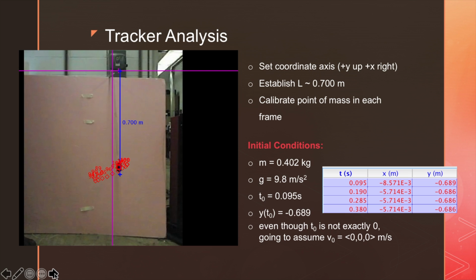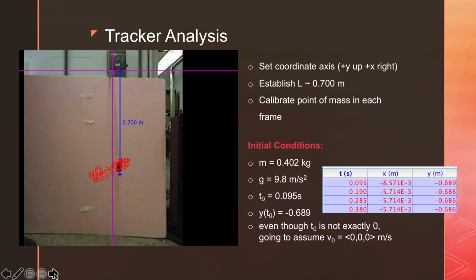In order to analyze this video in Tracker, we had to first establish a coordinate axis with the origin centered where the spring is attached to a stationary surface and the spring going in the negative y direction. I also had to calibrate the initial length of the spring, which was given as 0.7 meters, and finally, calibrate the point of mass in each frame.